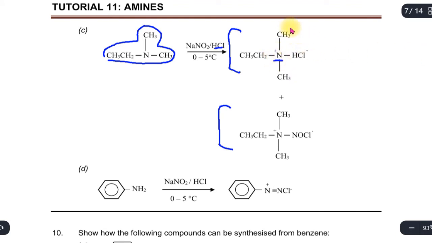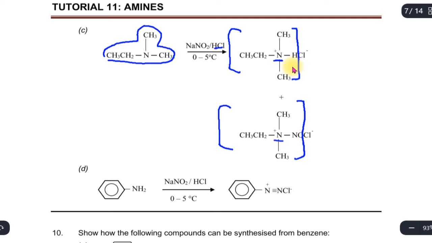Just now I bracketed wrongly. It's supposed to be bracketed here. This one is NOCl negative. So always remember Cl negative at the outside, and then must remember the N must be with positive charge. N positive, and then attach with NO, then bracket Cl negative. N positive, attach with hydrogen, and then bracket Cl.